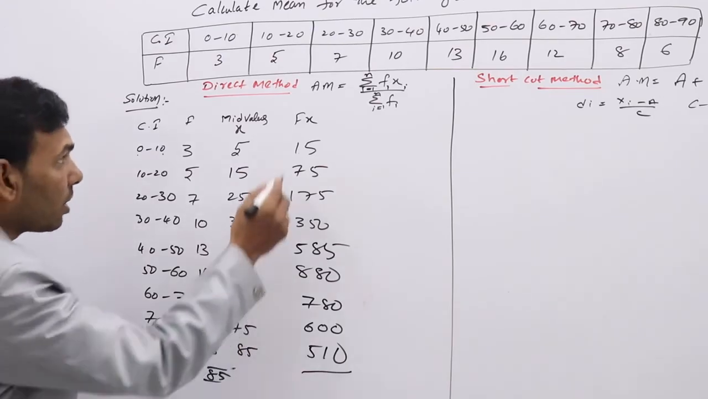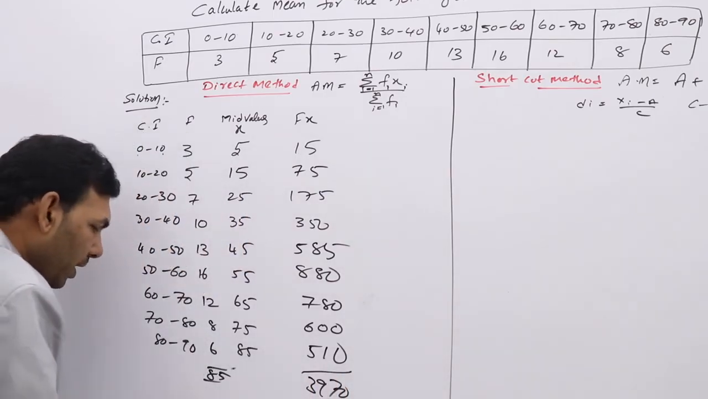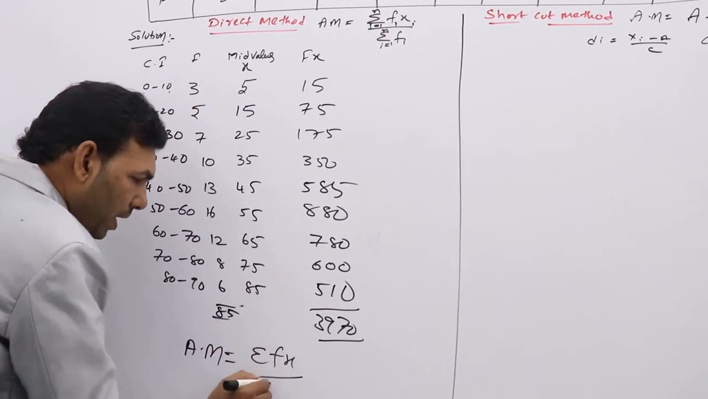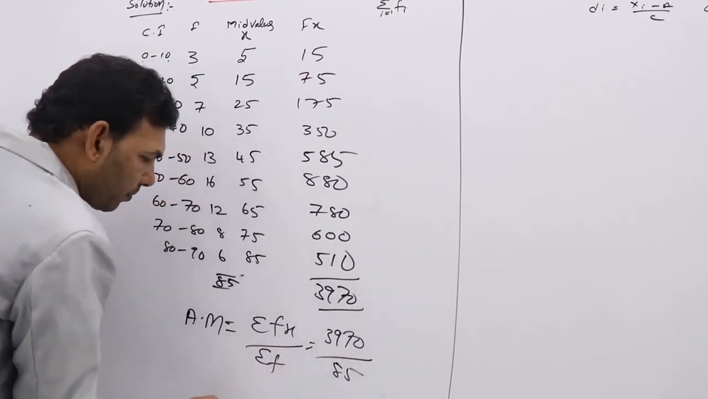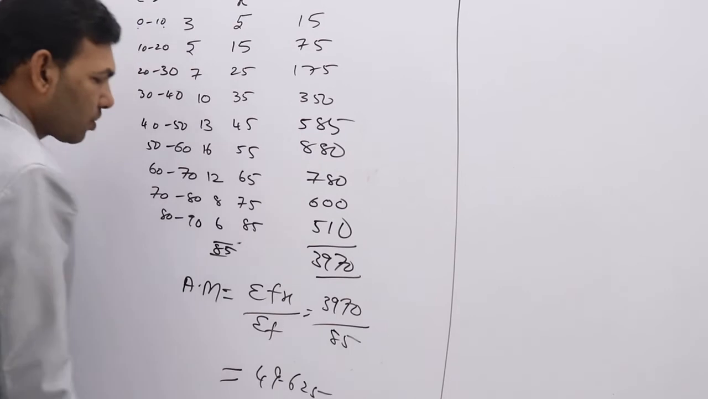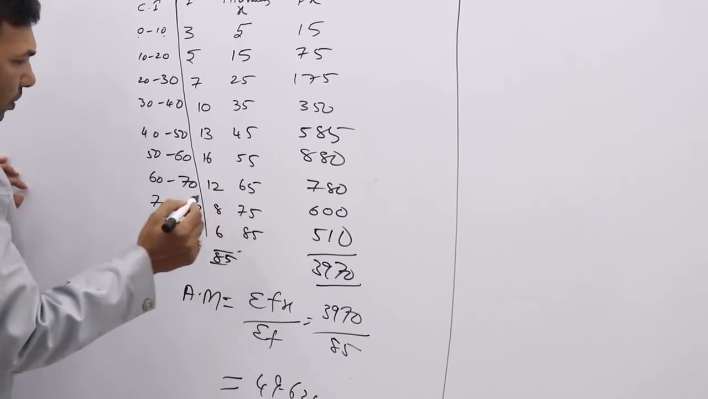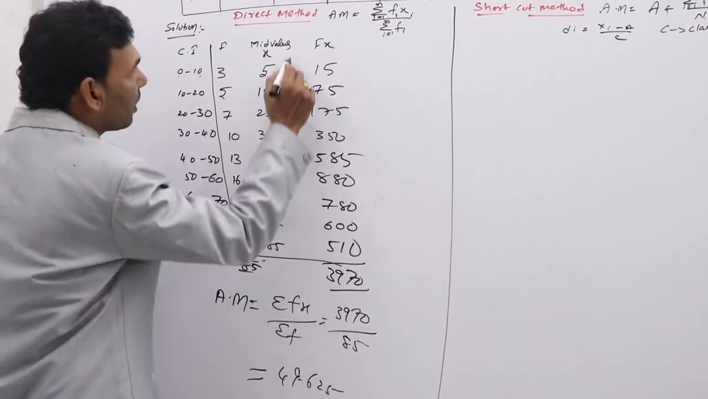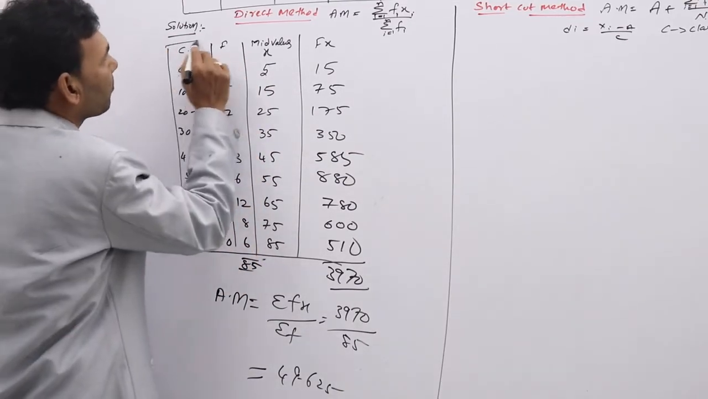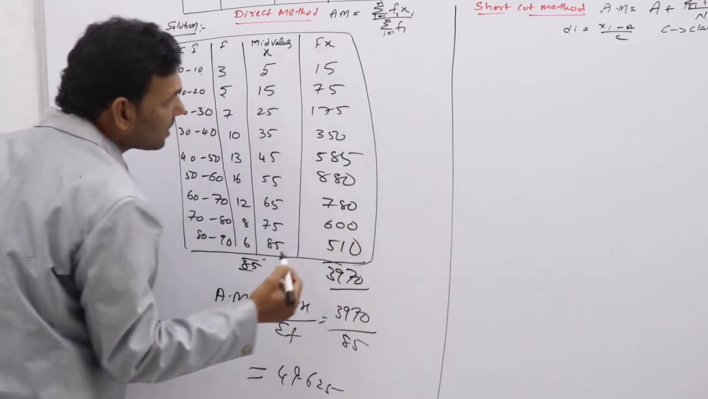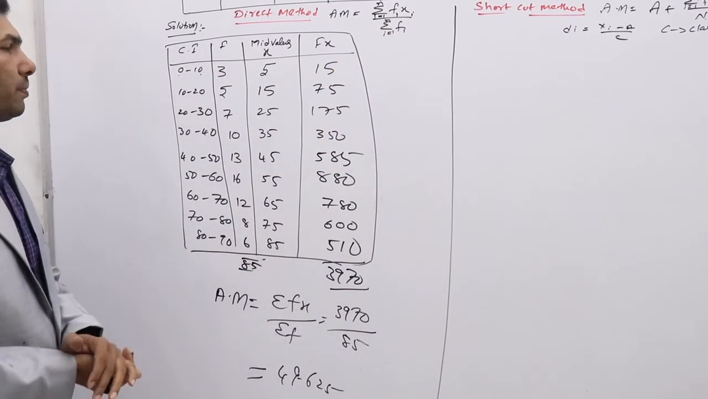Next, if you add all the fx, sigma fx is 3970. Now, arithmetic mean is sigma fx by sigma f, 3970 by 85. You will get 49.625 using the direct method. So this is the direct method. You can prepare a table like this and calculate the arithmetic mean in the general way, as we do when frequencies are given.